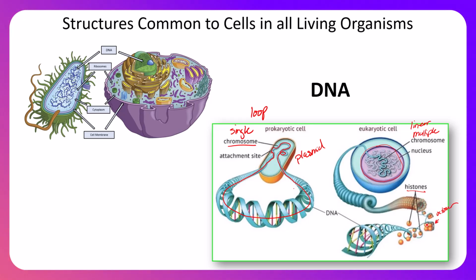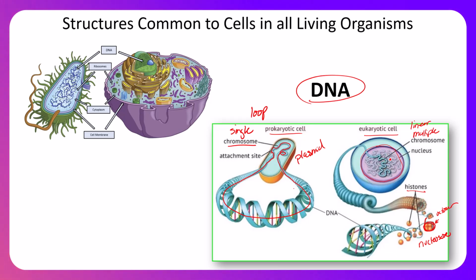And that octamer is wrapped twice with the DNA, which creates a structure called a nucleosome. And so when we talk about eukaryotic cells, all eukaryotic cells and prokaryotic cells have DNA. DNA is one of those universal structures that are common to all living things. But within the cells themselves, eukaryotic cells are going to have a nucleus that they contain their DNA within.